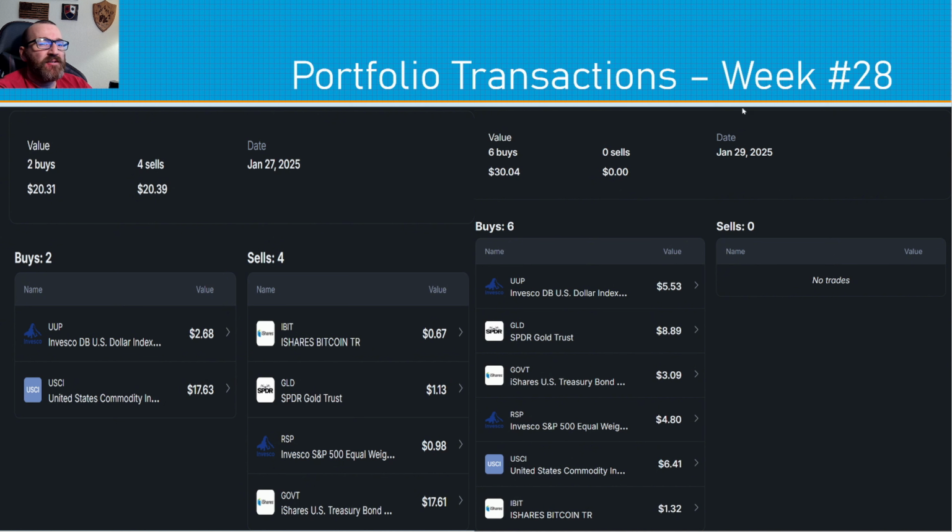On the right side is our typical every 3 weeks, we just deposit cash into the portfolio and we buy our assets. So we put $30 on July 29th into the portfolio. We bought $5.53 of US dollars. We bought $8.89 of gold. We bought $3.09 of bonds. Bought $4.80 of stocks. Bought $6.41 of commodities, and $1.32 of Bitcoin. Right? So these are our transactions. So 2 sets of transactions that happened this week.